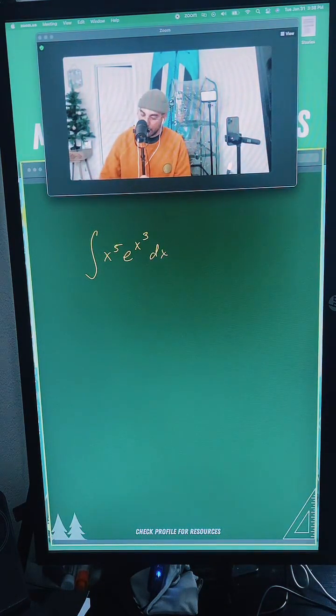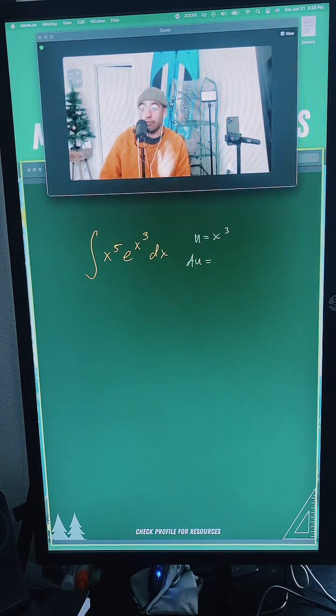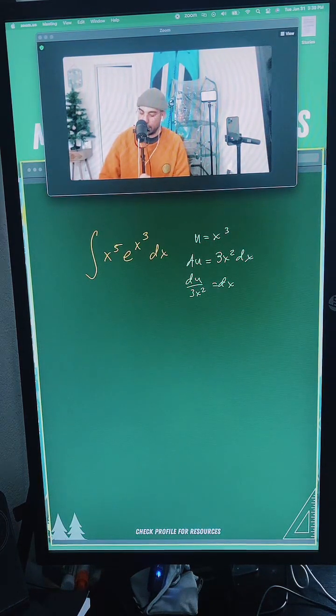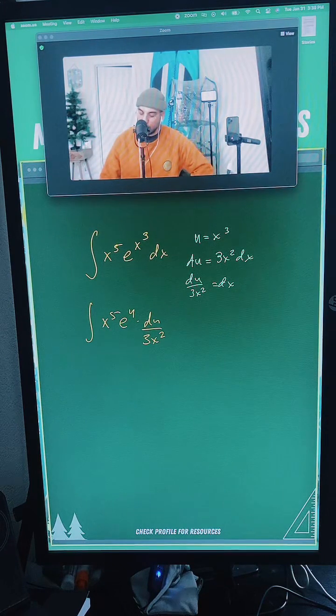Okay. So that means that u is equal to x cubed, du is going to be 3x squared dx. I'm assuming that's what they mean by U sub. And so that means du over 3x squared is equal to dx. And then so now we have the integral of x to the fifth e to the u times du over 3x squared. Okay, let's be careful here.